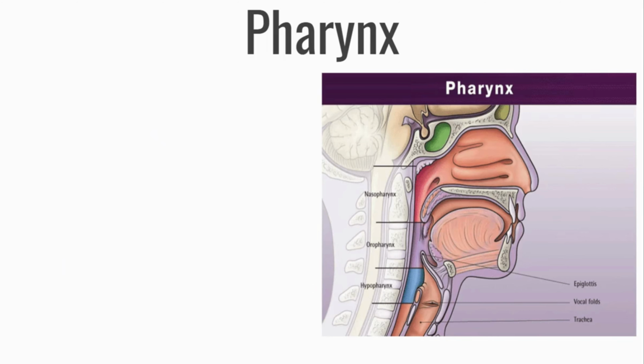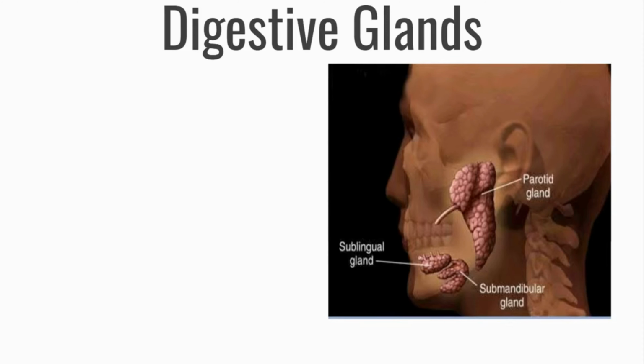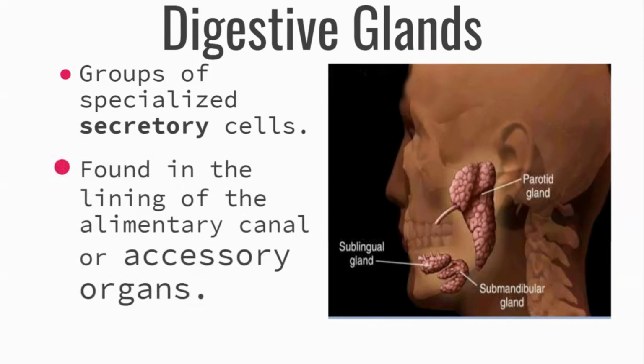Let's look at an organ known as the pharynx. The pharynx is the back of the throat. It has the larynx, which is the passage for air that closes when you swallow. It is approximately 15 centimeters long. The digestive glands are a group of specialized secretory cells. For example, in the diagram there, they include sublingual glands, submandibular glands, and parotid glands. They are found in the lining of the alimentary canal or accessory organs.